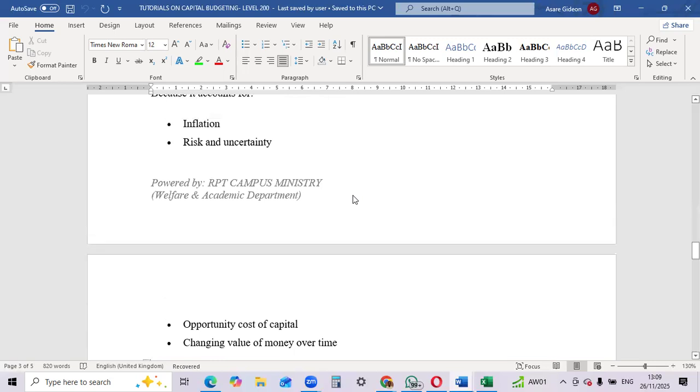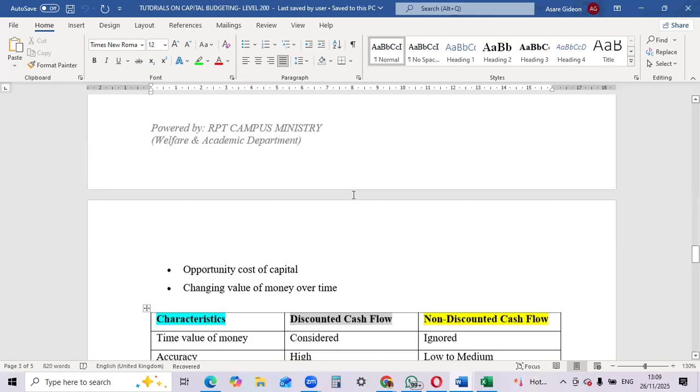Due to inflation, we want to determine the present value of the amount that we are going to receive at the end of year one today, so that we can know the value of that amount today. Due to risks and uncertainty, you have to determine the present value of the amount you are going to receive in the subsequent years today, and know the real value of that amount. Are you together? So that is basically that.